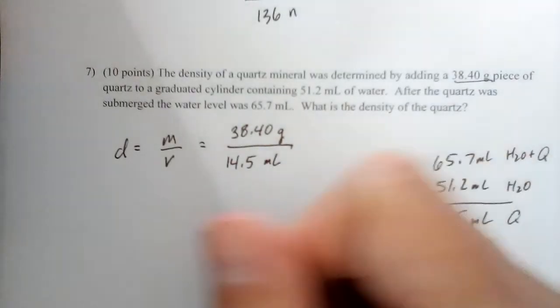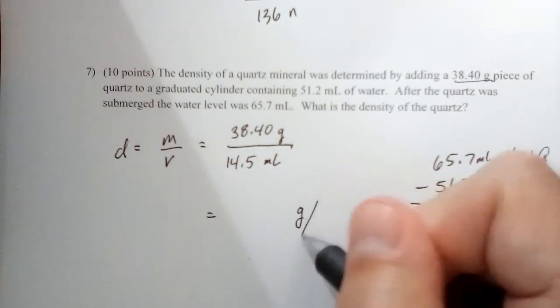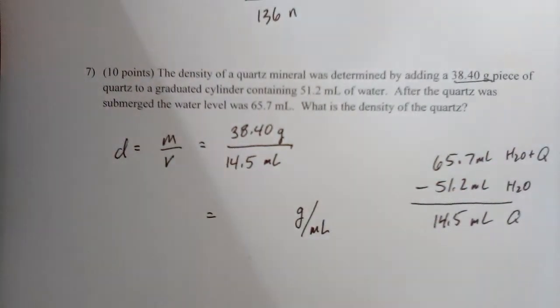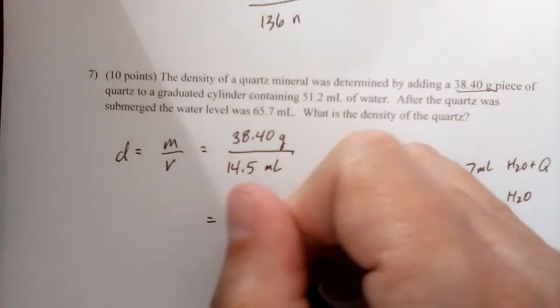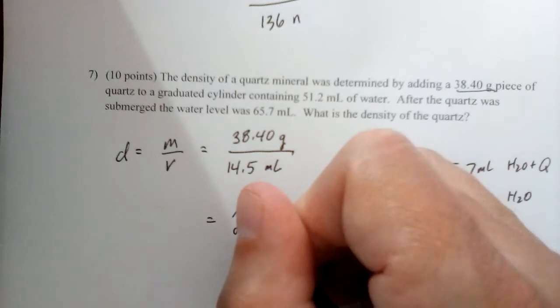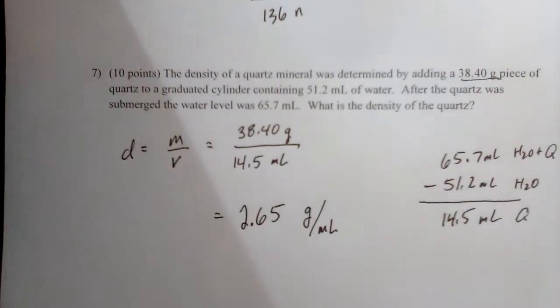And then all we have to do is divide. None of those units are going to cancel, so our units left over will be grams per milliliter. So 38.4 divided by 14.5. Now our volume here limits us to 3 significant figures, so this density should be 3 significant figures. I've got on my calculator 2.648, but I'm going to round that up to 2.65 for the correct significant figures for the problem. Okay, and that's it for that problem.